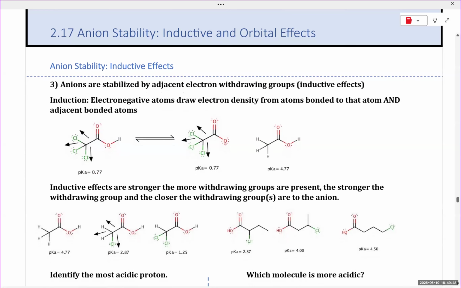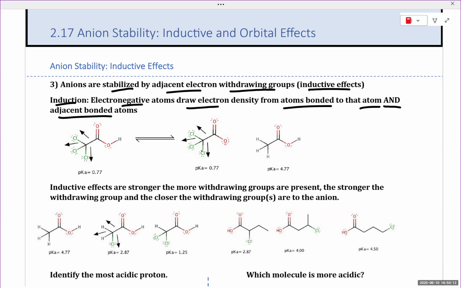Let's talk about some additional effects. One example would be inductive effects. So anions are stabilized by adjacent electron withdrawing groups. This is known as an inductive withdrawing group. Induction is this idea that electronegative atoms draw electron density from atoms bonded to that atom and adjacent bonded atoms.